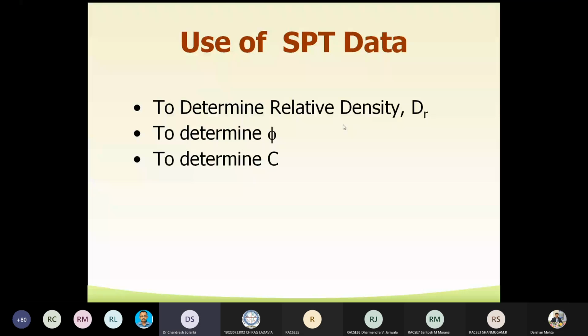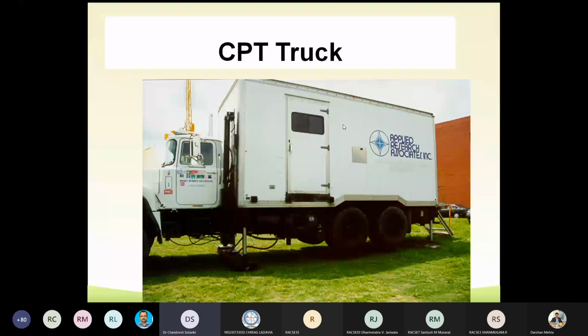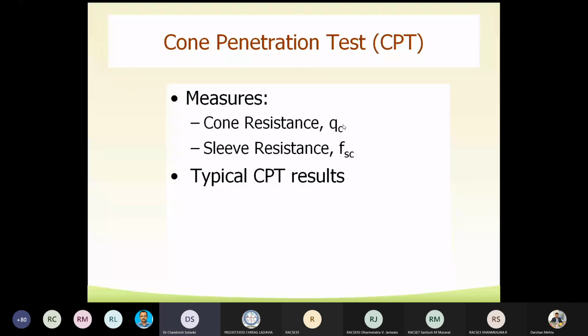This is the cone which is used for performing the static cone penetration test, where we determine the tip resistance or the end bearing and frictional resistance. These are the truck mounted operations of the penetration test shown here. What we measure using the cone penetration test are the cone resistance and sleeve resistance. Cone resistance is qc and sleeve resistance is fs.